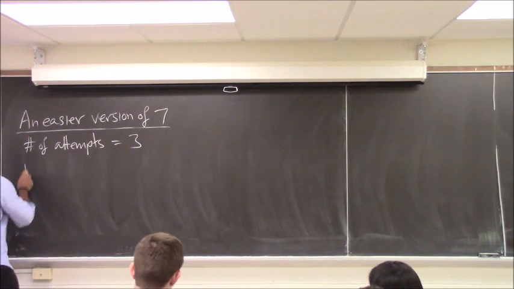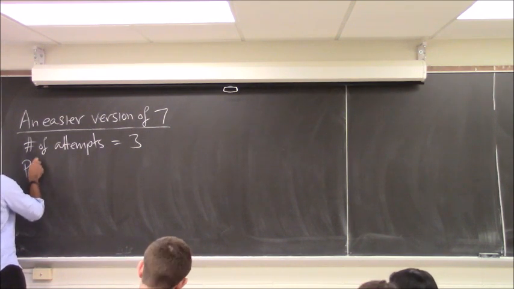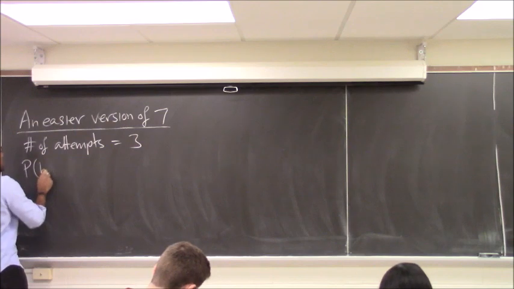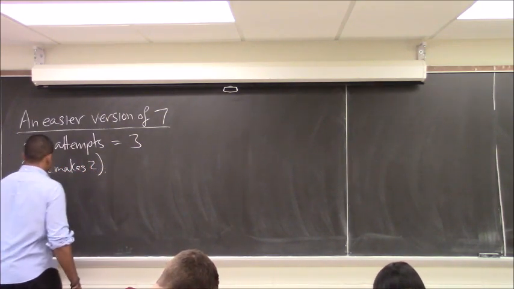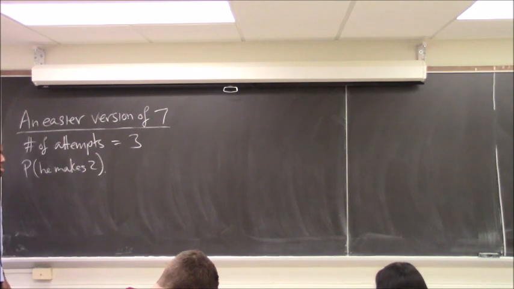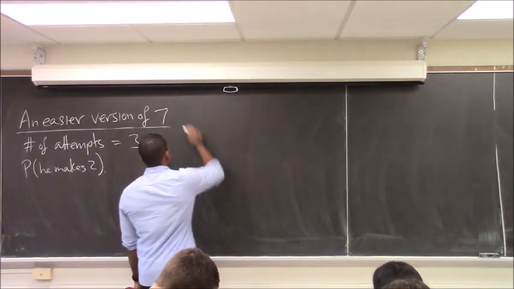And the probability that he makes 2. So let's actually reason through this. How would I find the probability that he makes 2? What would you think about it?